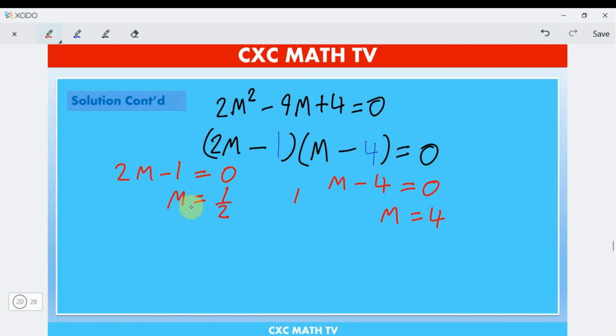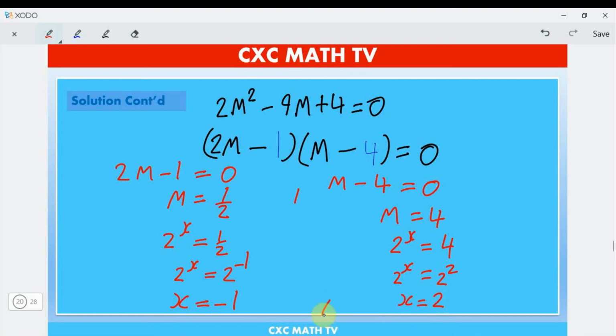But if m is a half, what was m? m was 2 to the x. So we're saying 2 to the x is a half. And so in other words, 2 to the x is 2 raised to the minus 1. In that case, x is equal to negative 1. Wow! And if m is 4, we are saying 2 to the x is equal to 4. And 4 is 2 squared. So we're saying 2 to the x is 2 squared. So in other words, x is equal to 2.